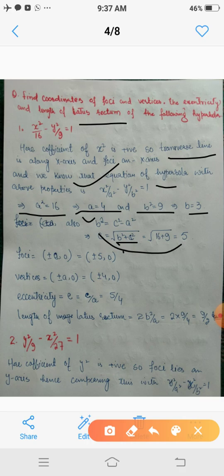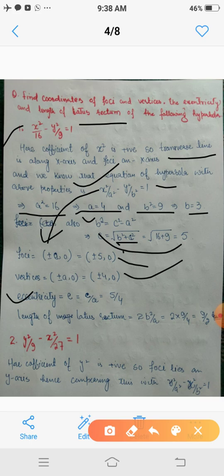Also we know the coordinates of foci of this hyperbola, x square upon a square minus y square upon b square equals 1, are plus minus c, 0, which implies that the coordinates of the foci of this hyperbola are plus minus 5, 0, because c is 5. Similarly, the vertices of this general form are plus minus a, 0, which implies that the coordinates of vertices of the given hyperbola are plus minus 4, 0.